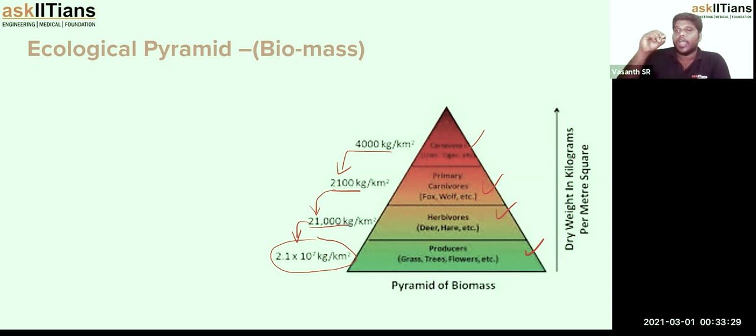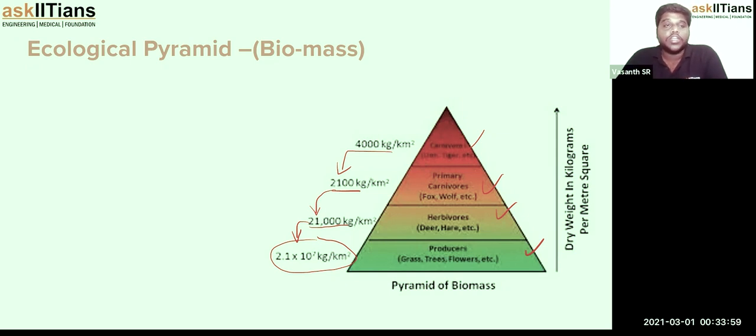So when we go up the ladder in the different trophic levels, the number decreases in the number-based ecological pyramid, and the biomass also decreases because the number of individuals decreases. That constitutes the ecological pyramid of biomass. Even this can have an inverted pyramid. You will be studying all these things in 12th standard under the ecology unit.